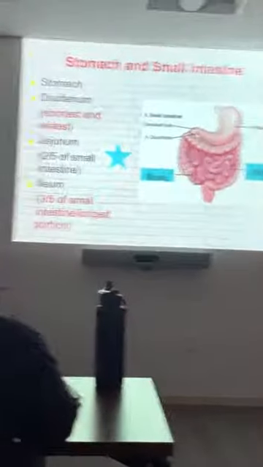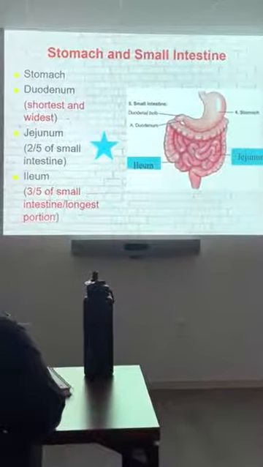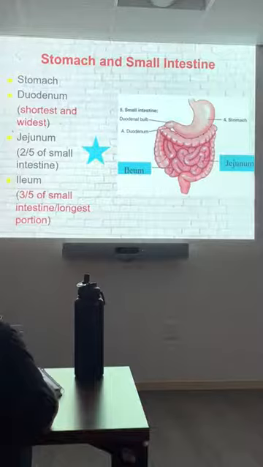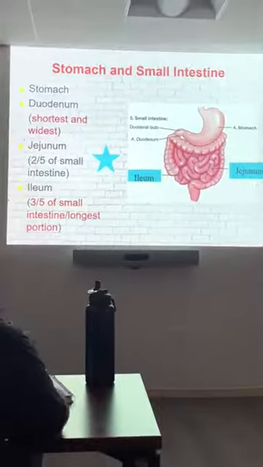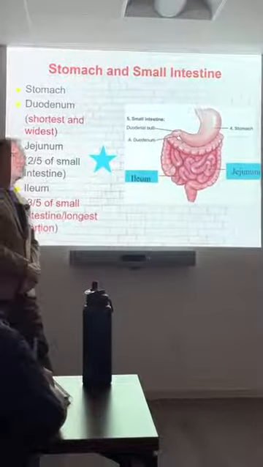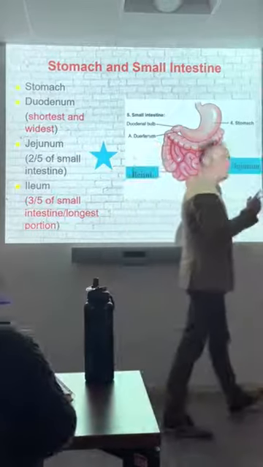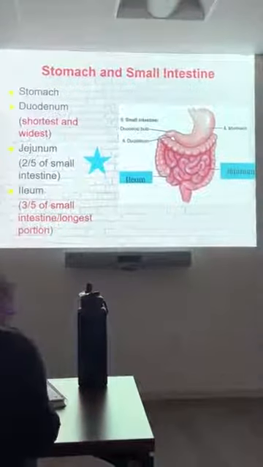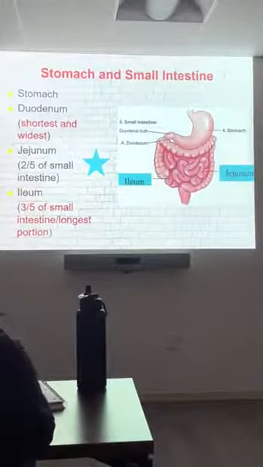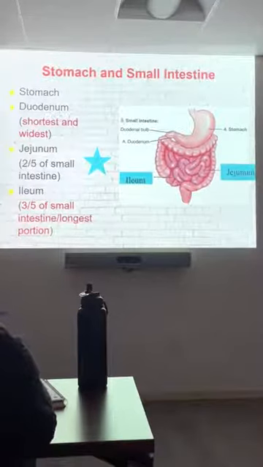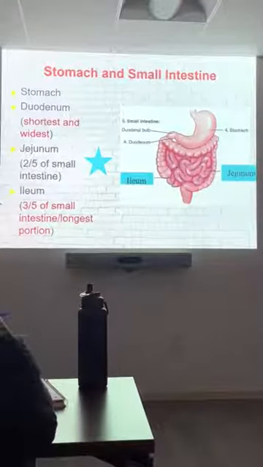We have the duodenum. Now, this is not in your book, by the way. It's a different picture. You want to take a picture of that? But we have the duodenum. That is the first portion of the small intestine. As your stomach dumps food into the small intestine, the first portion it dumps it into is the duodenum. Important to make note of, because that's the shortest and widest portion of the small intestine.